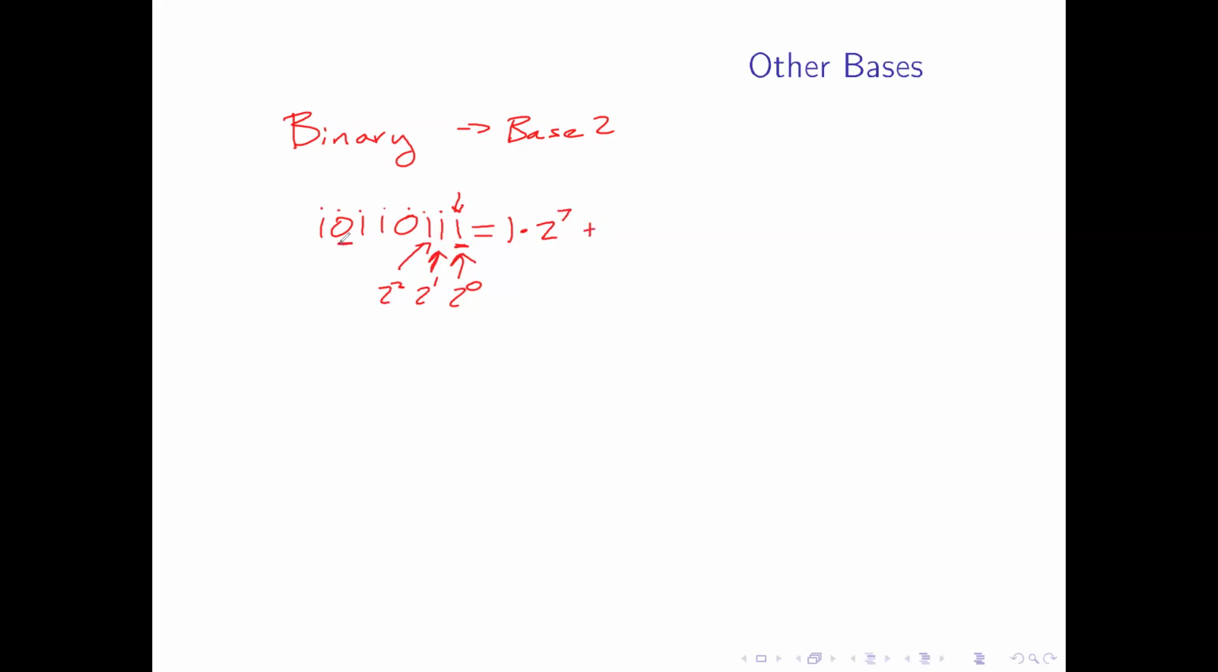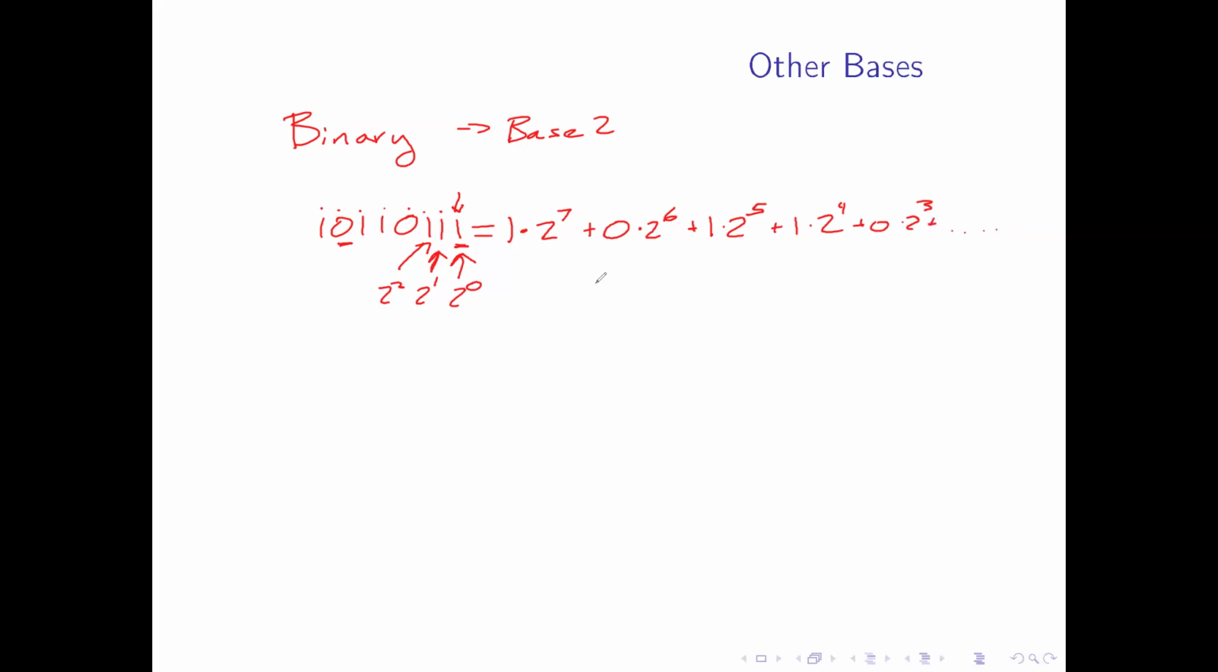And then I can skip this, but if I'm writing it out, it's 0 times 2 to the 6th power, that we all know is going to be 0, plus 1 times 2 to the 5th power plus 1 times 2 to the 4th power plus 0 times 2 to the 3rd plus, and so forth and so on.